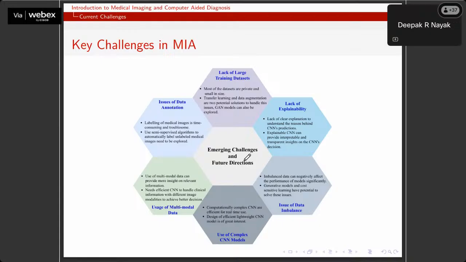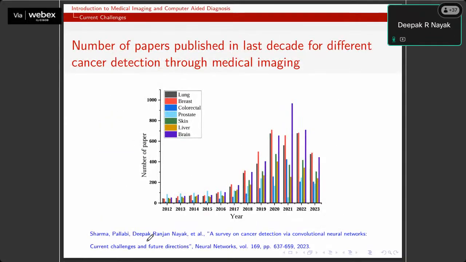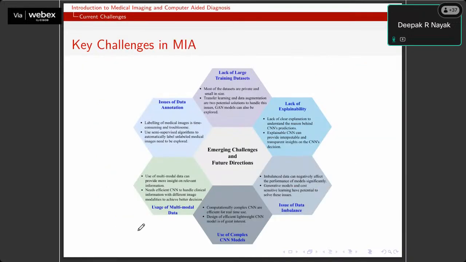There are a few emerging challenges in medical imaging. You can also get them from our paper. I think I forgot to include it. Yeah, this is the paper: a survey of cancer detection via convolutional neural networks. This is the paper from where I got this figure, where all these challenges have been clearly mentioned, including the lack of explainability.